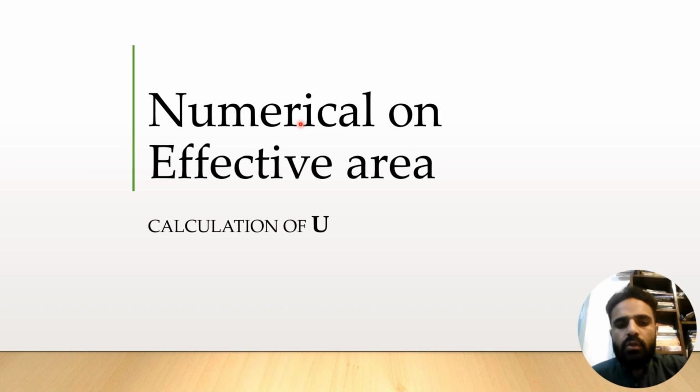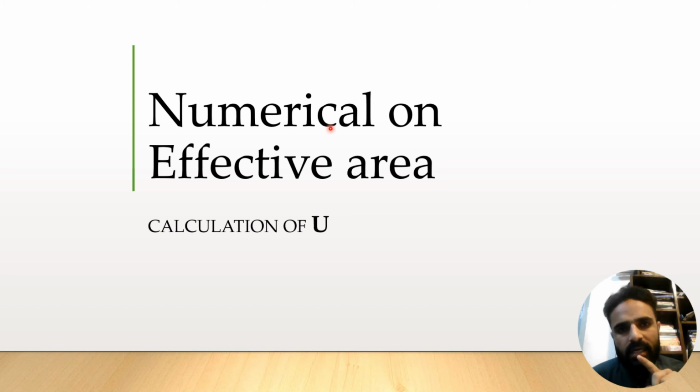tension members. While designing a tension member, we will be discussing two limit states. One is the limit state in yielding, and the other is in fracture. In yielding, we use the gross area. In fracture, we will be using the effective area. So while finding the effective area, we need two things.